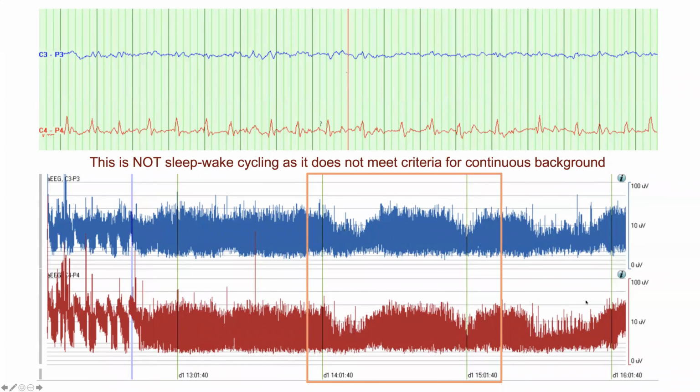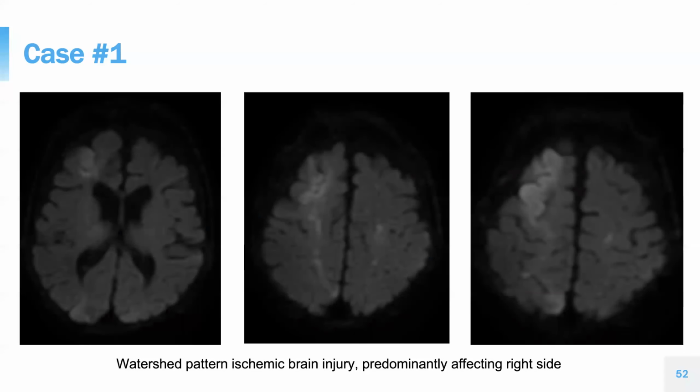Just to point out, this is not sleep-wake cycling because it doesn't meet criteria for a normal continuous background. And you can only have sleep-wake cycling with normal backgrounds. So this is the MRI from this patient, and I believe Vanna will review MRIs with you later this afternoon as well. This patient had watershed pattern ischemic brain injury that predominantly affected his right side, as you can see in this brighter white area, more on the right side than on the left.